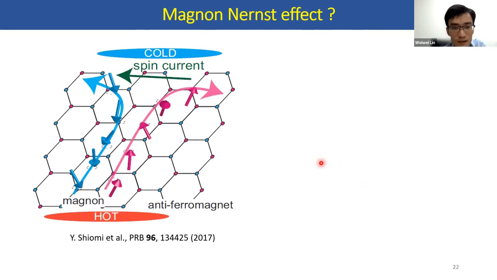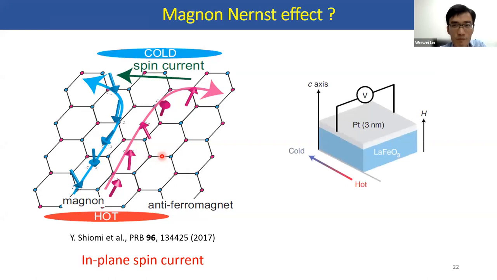Magnon Nernst effect, this means we apply a temperature gradient, okay? If there is a vertical magnetization component for the antiferromagnet, then an in-plane spin current flows perpendicular to the temperature gradient and the magnetization in the antiferromagnet. But we need to note, this spin current induced by the magnon Nernst effect is an in-plane spin current. In our configuration for lanthanum ferrite, we apply an in-plane temperature gradient.